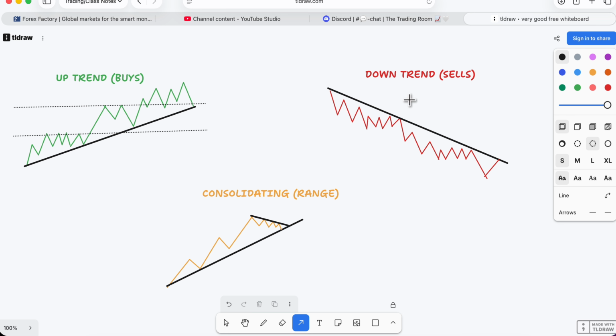In a downtrend, why do I make this so complicated? Anyways, we do have an area right here. Hold on, y'all, let me get this right. Boom. Okay. This is an area of support.